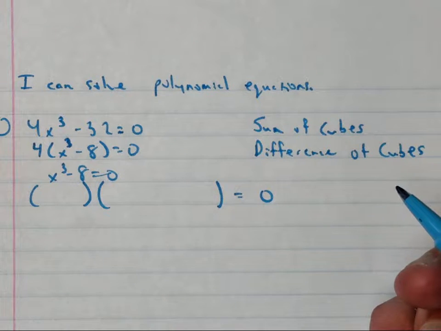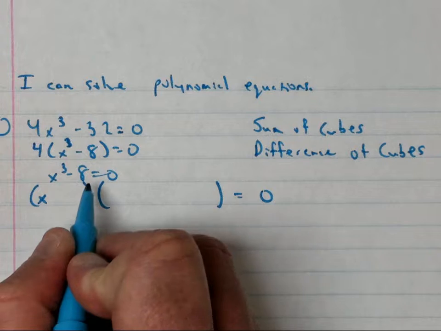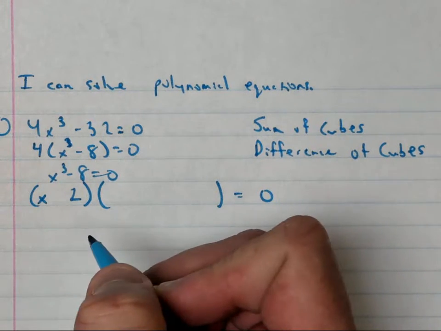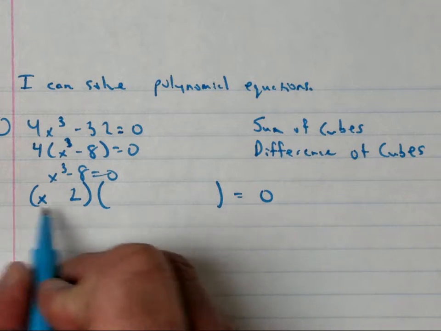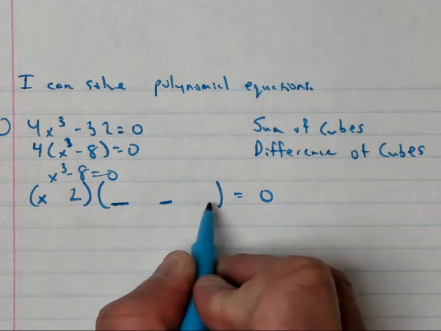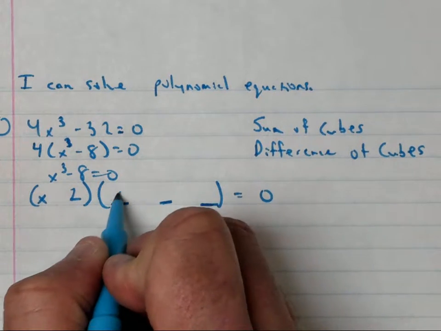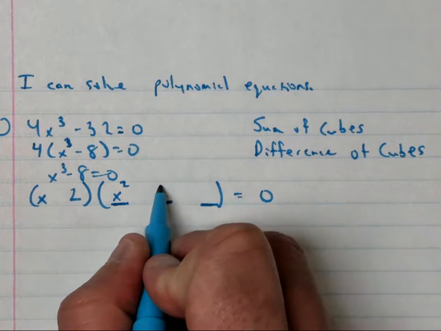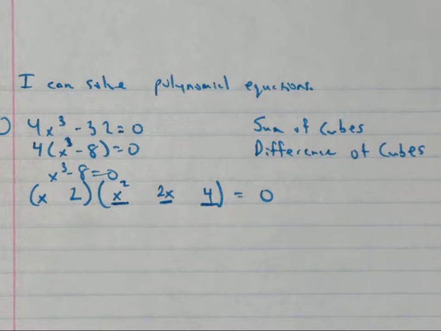So in this first parentheses, you take the cube root of each of them. Cube root of x cubed is x. Cube root of 8 is 2. We'll come back and do the signs in a little bit. Now, to get your 3 terms in your trinomial, like I said, you have 3 terms. For this first blank, you square this first term here. That's going to be x squared. For the second blank, you multiply these two together. It's 2x. And for the last term, you square it, which is 4.